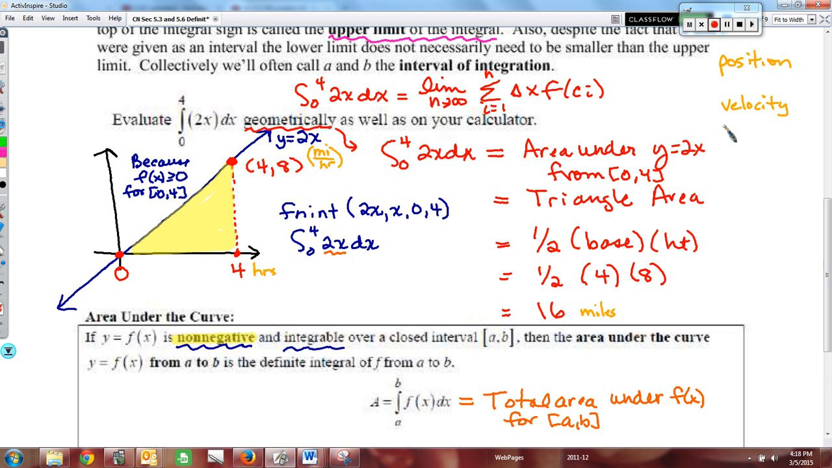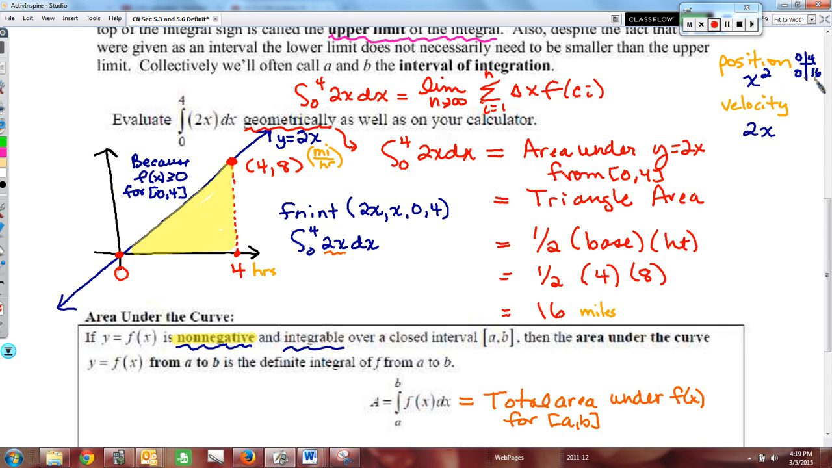So I gain distance and I lose distance. In this idea, when we're talking about a net accumulation, let's think about the original function. We're saying our velocity function is 2x, so my position function must have been x squared. What was x squared at 0? It was 0. So let's just do 0 and 4. What was x squared at 4? It was going to be 16.